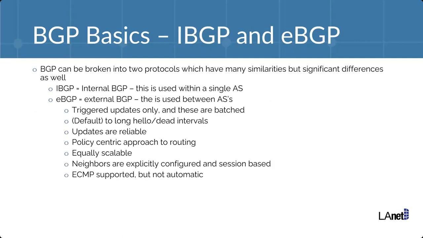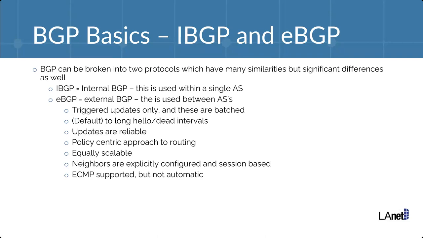So let's talk about the similarities and differences between internal and external BGP, right? As I mentioned before, internal BGP, or iBGP, is the BGP that's used within a single autonomous system. And external BGP is used between autonomous systems.